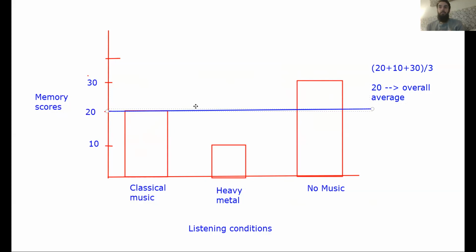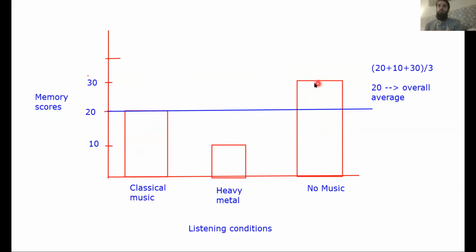So we see that this mean for classical music, 20, is exactly the same as the overall average of all conditions. The memory in the heavy metal condition is less than the average, and the memory in the no music condition is greater than the average. So this is the case.